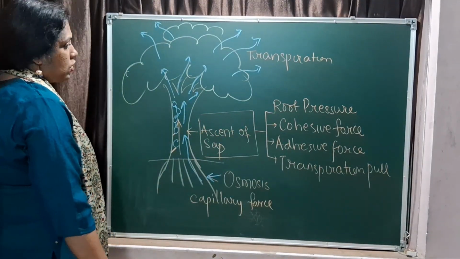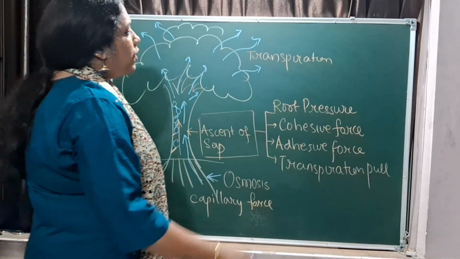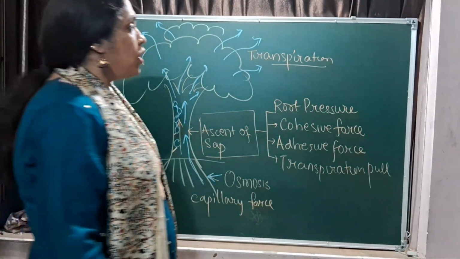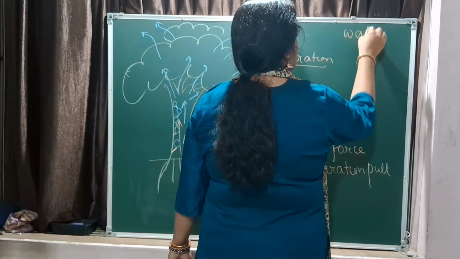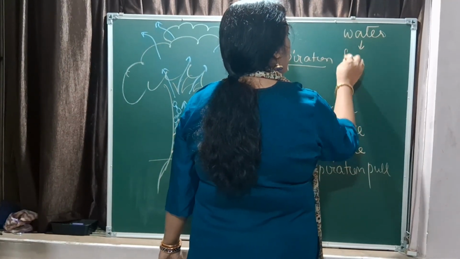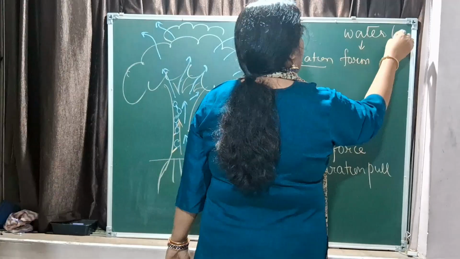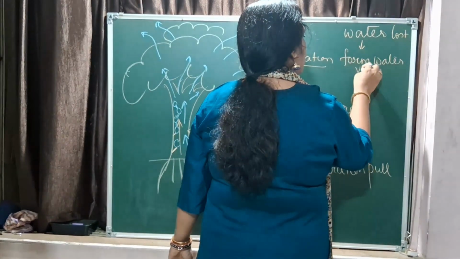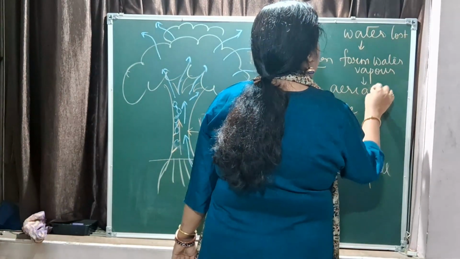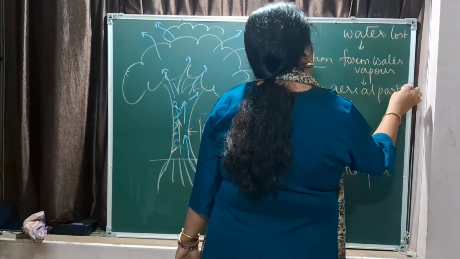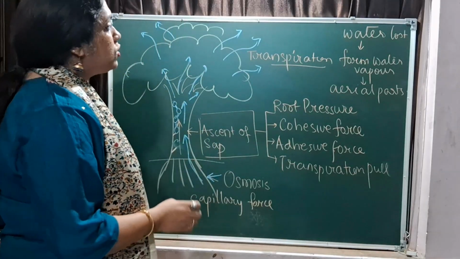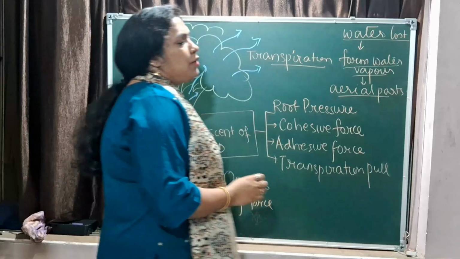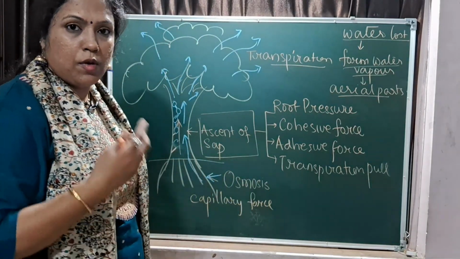So now let us focus on transpiration. Now what is transpiration? Transpiration is a process by which water is lost in the form of water vapor through the aerial parts of the plant, like leaves, stems, right? So generally these are the keywords. Water is lost from the aerial parts of the plant in the form of water vapor.